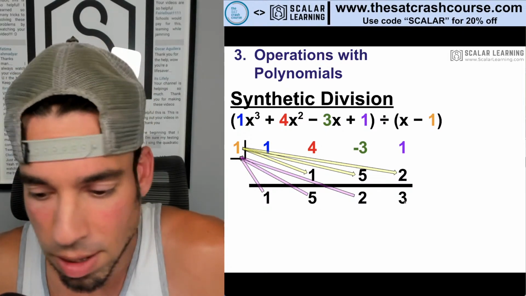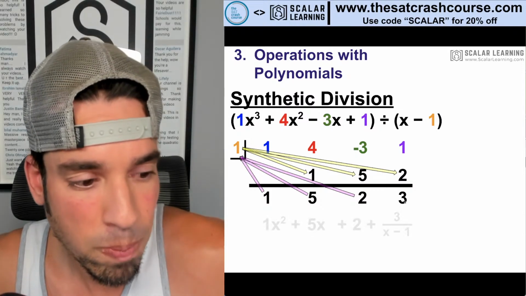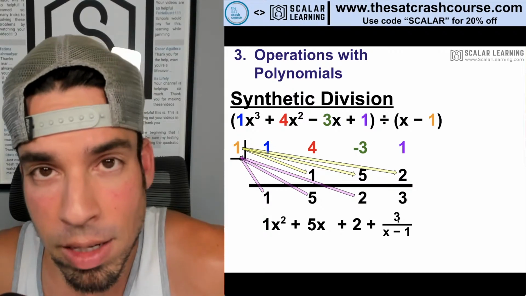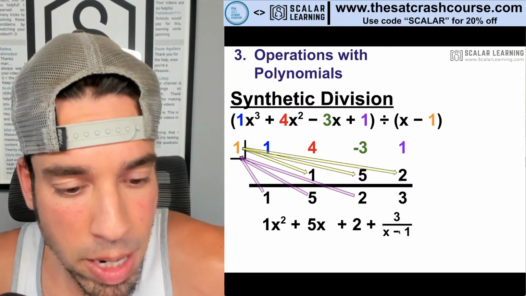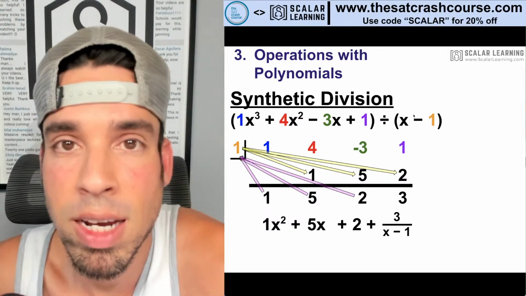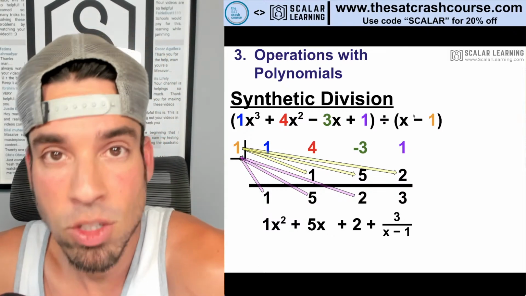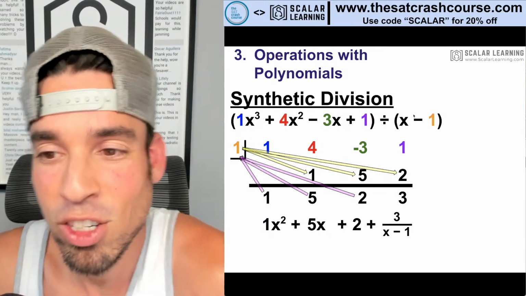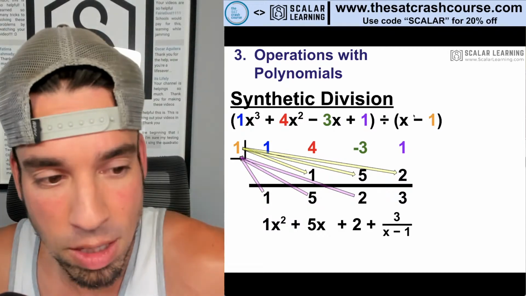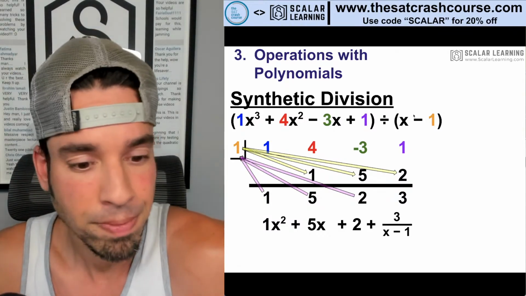So let's see what that looks like for our final simplified polynomial. So we have 1x squared plus 5x plus 2 plus our remainder. Wait a minute. Why do we put the remainder over this? Because this is the divisor. This is just like if we're dividing a number by another number. The remainder is really our fractional remainder, and we get the full fraction by throwing that over the original divisor. So it's the same thing here. No different. Okay.